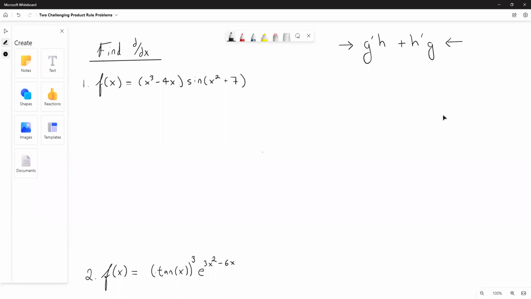All right, so I've got a couple of challenging product rule problems. These include chain rule. So if you haven't done chain rule yet, this is probably not the section for you.